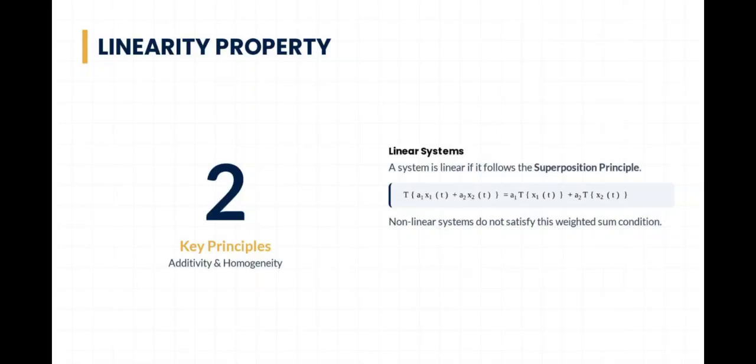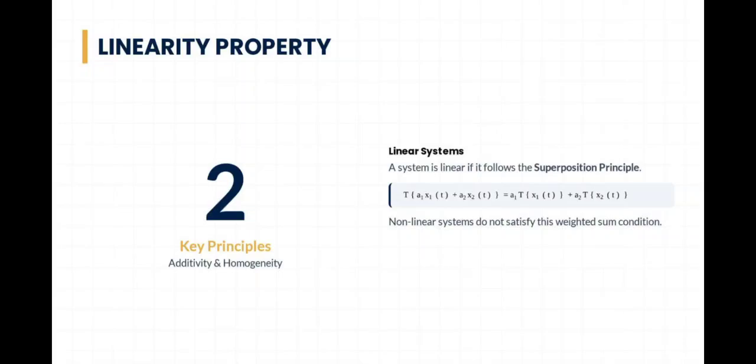So, if we now look at the big equation shown over here, look at the left side first. We scale two inputs, x1 and x2, and add them together before putting them into the system T. Now, look at the right side. We put them in separately, get the results, and then scale and add them. If both sides are equal, the system is linear.